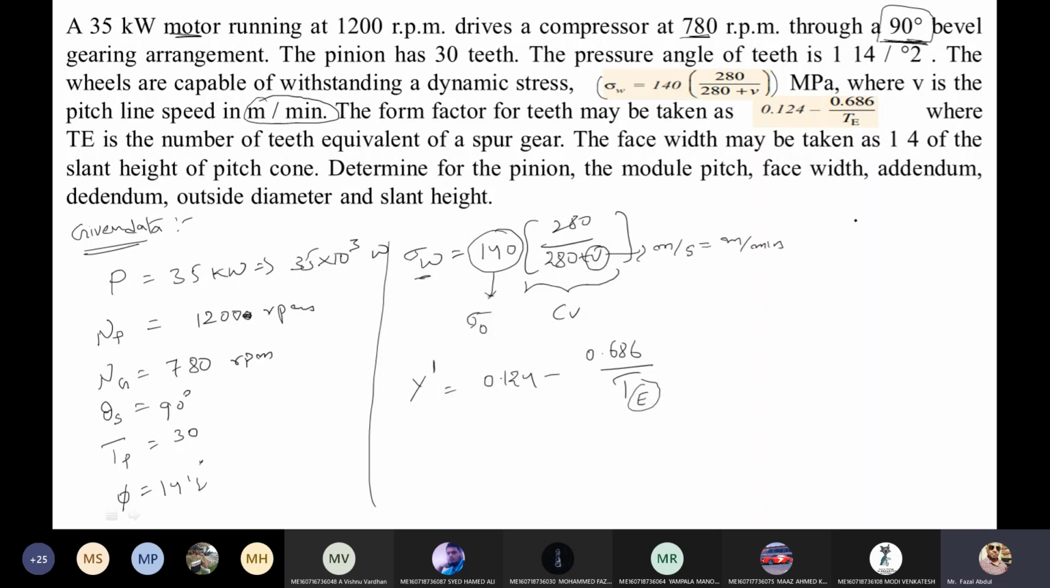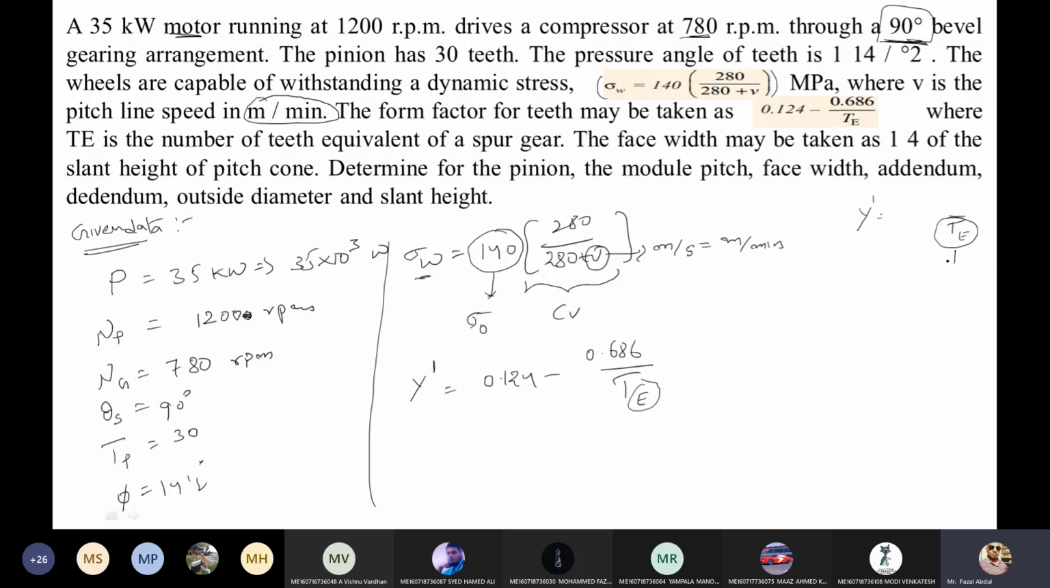Actually, from the Lewis equation, what is y? Y is the Lewis form factor, we are just writing it divided by t. That's all. Because in this equation we are applying the Webbe-Elgare arrangement, that's the reason y dash is nothing but, with Te we are writing here. So this is nothing but the effective number of teeth.